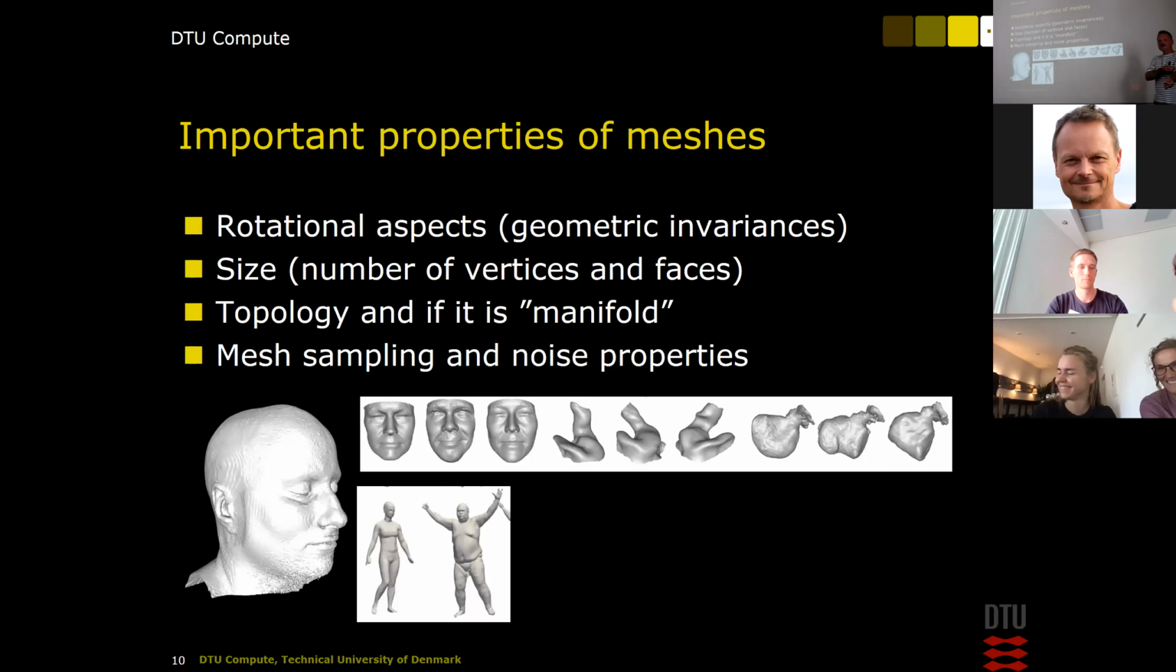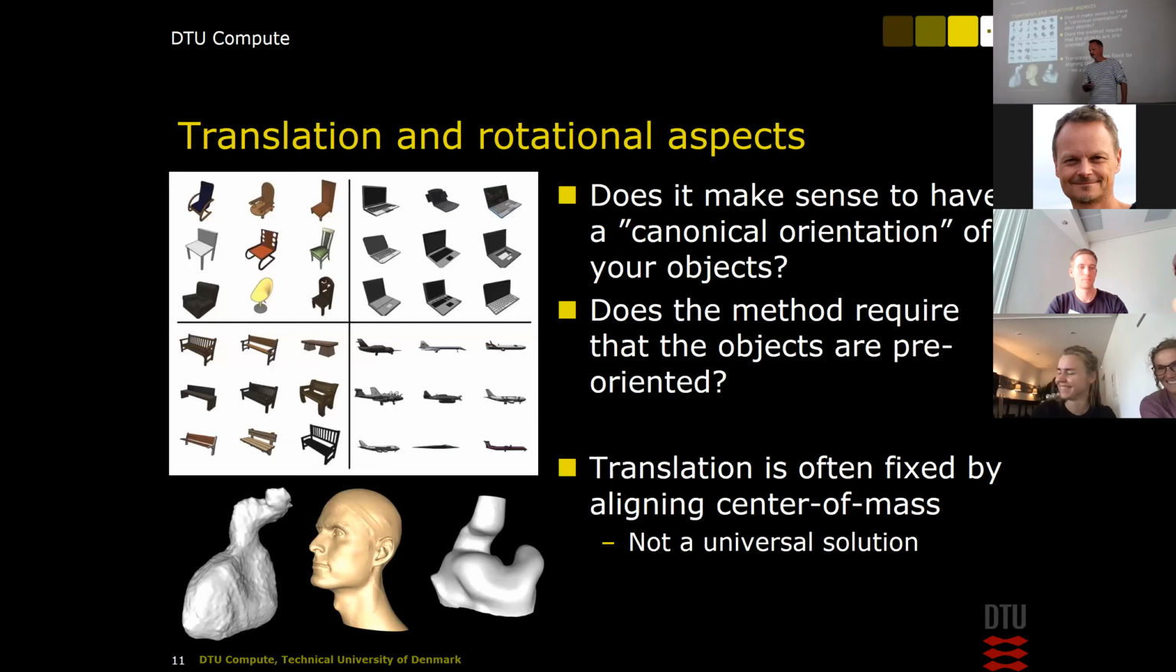So let's look at some important aspects of measures that you need to take into account when you make a choice. For example, what are the rotational aspects, the size, and the topology? Is it manifold, as Andreas talked about? And also something about how it's sampled and what the noise properties of the meshes are. So let's first talk about the geometry and the invariance for that.